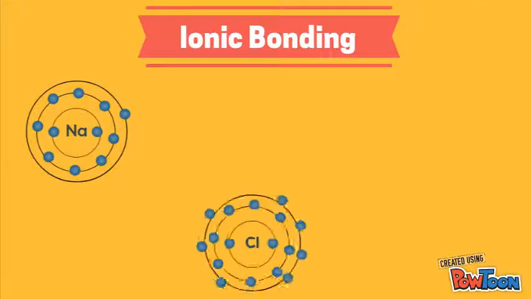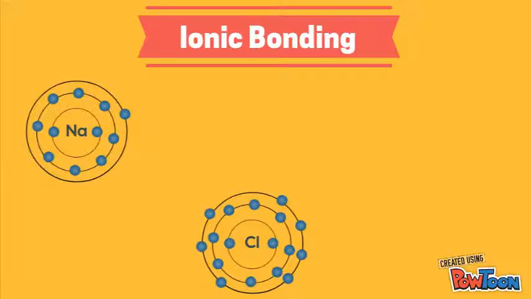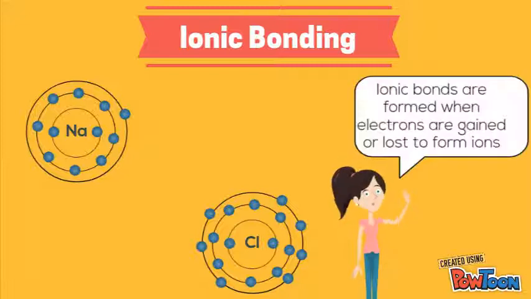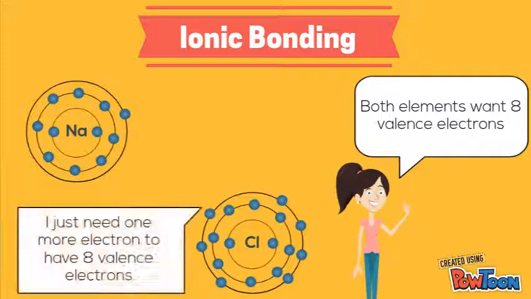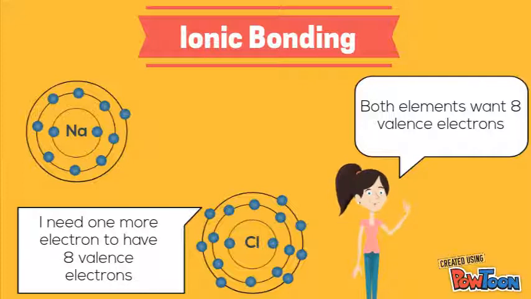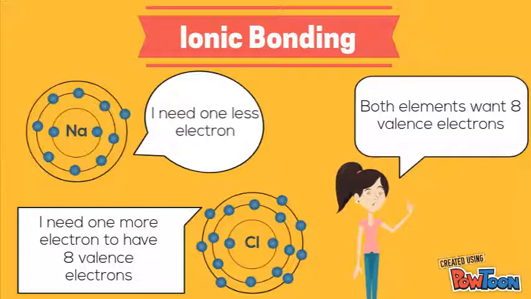These two elements do a special type of bonding called ionic bonding. Ionic bonds are formed when electrons are gained or lost to form ions. Both elements want to have 8 valence electrons since that gives the best flavor, and chlorine wants 1 more electron to have 8 valence electrons since it has 7 electrons, and sodium needs 7 more electrons, but it's difficult to get 7 more electrons, so it just wants to get rid of the 1 electron it has.